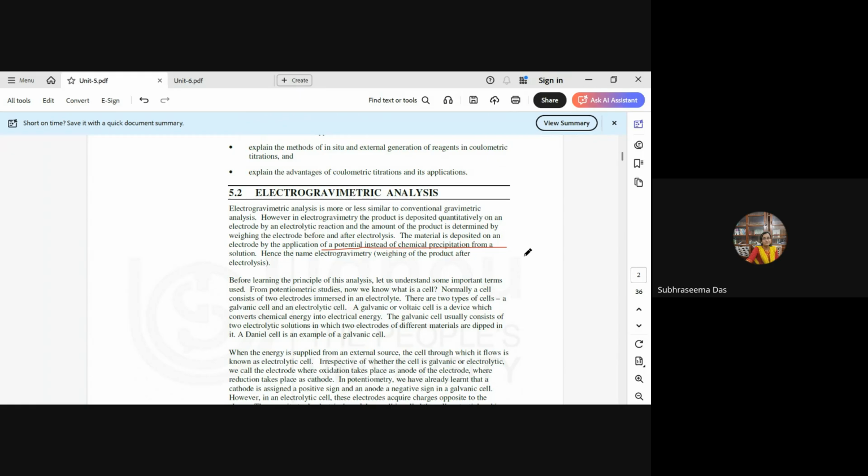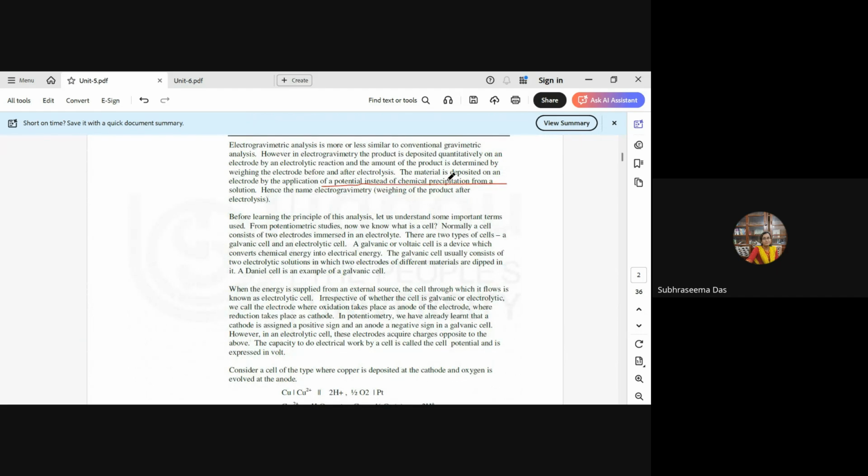electrogravimetry. Now, before understanding the principle, we should learn some of the important terms that are used in electrogravimetry. First, from potentiometric studies, we know what a cell is. A cell consists of two electrodes immersed in an electrolyte. There are two types of cells that we have talked of: one is a galvanic cell and another is an electrolytic cell.